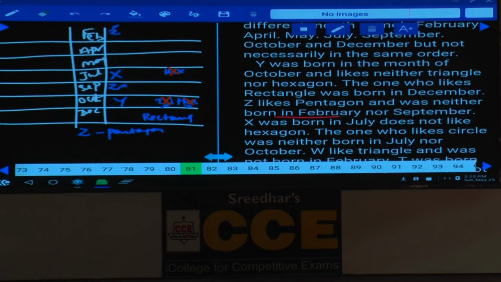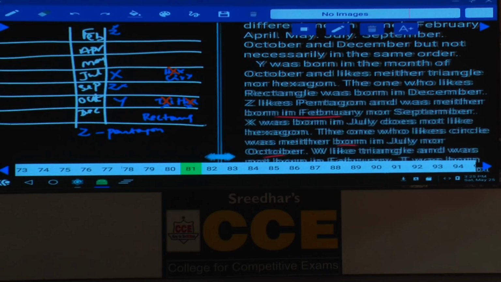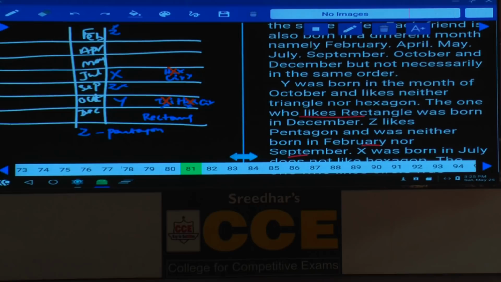And next one. X was born in July and does not like hexagon. The one who likes a circle was neither born in July nor October. Circle is neither October nor July, isn't it? And circle cannot be here and circle cannot be here as well. Now this is the information we have.